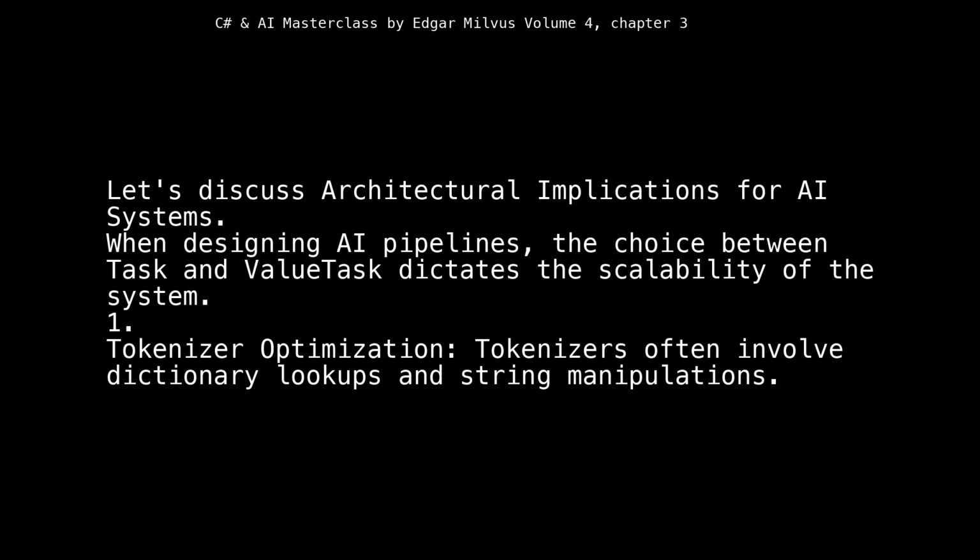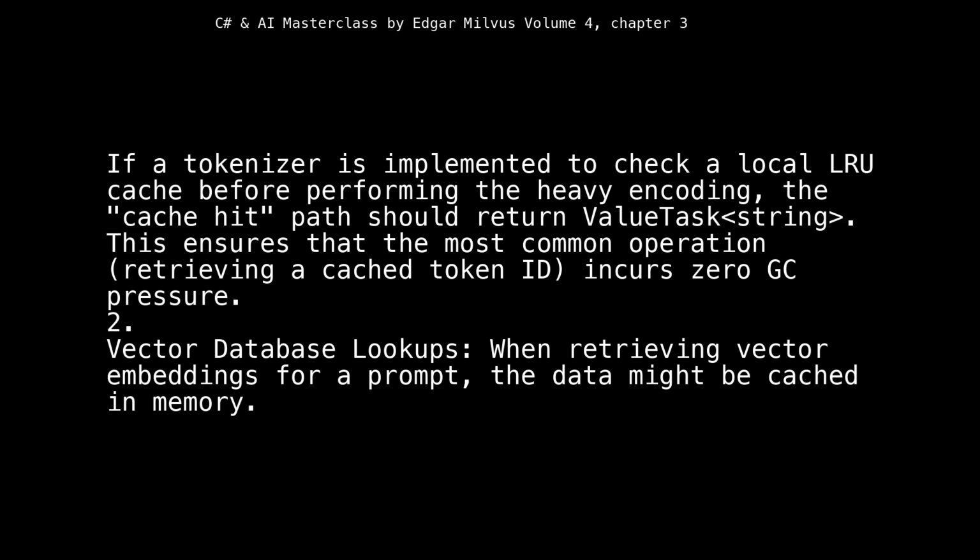Let's discuss architectural implications for AI systems. When designing AI pipelines, the choice between Task and ValueTask dictates the scalability of the system. 1. Tokenizer optimization. Tokenizers often involve dictionary lookups and string manipulations. If a tokenizer is implemented to check a local LRU cache before performing the heavy encoding, the cache hit path should return ValueTask<string>. This ensures that the most common operation, retrieving a cached token ID, incurs zero GC pressure.